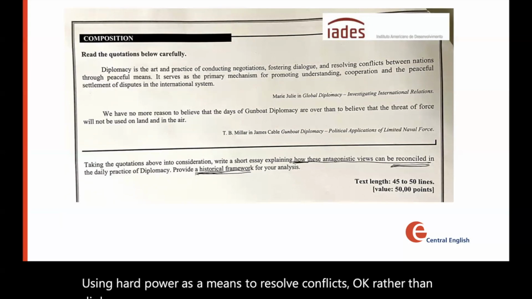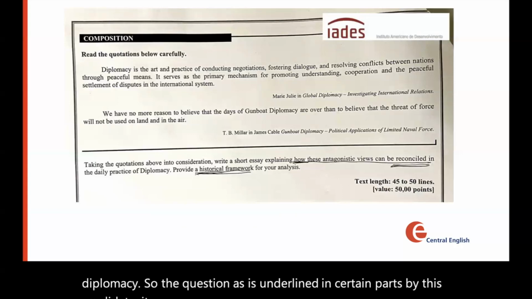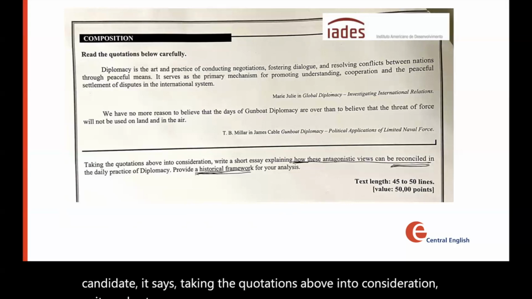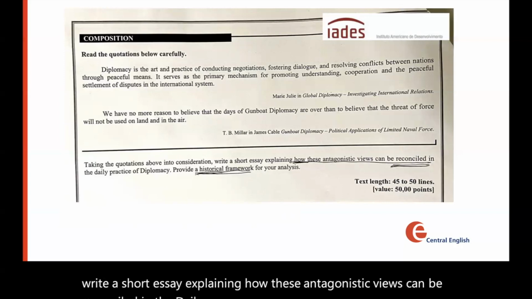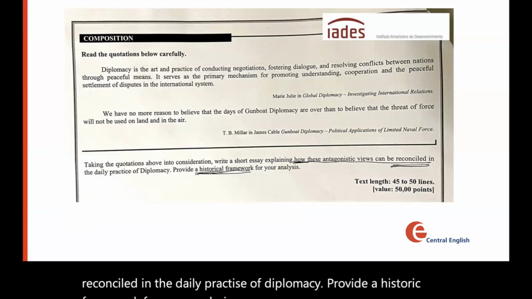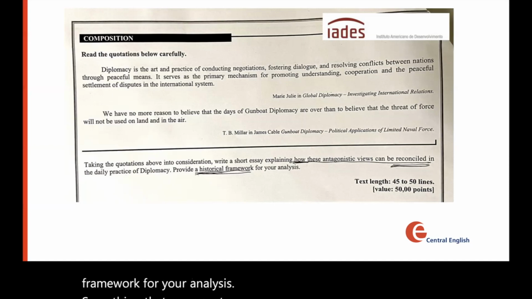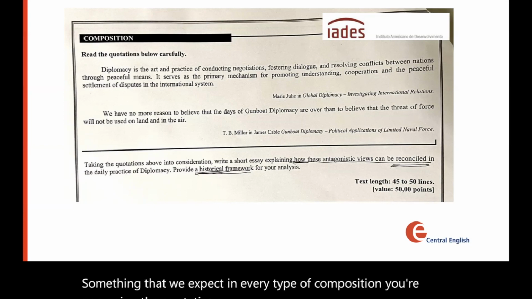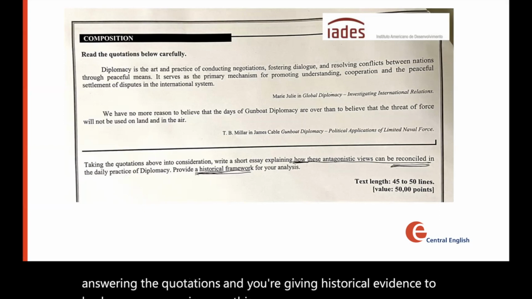The question, as is underlined in certain parts by this candidate, says: taking the quotations above into consideration, write a short essay explaining how these antagonistic views can be reconciled in the daily practice of diplomacy. Provide a historic framework for your analysis. Something that we expect in every type of composition. You're answering the quotations and you're giving historical evidence to back up your own views on this subject.